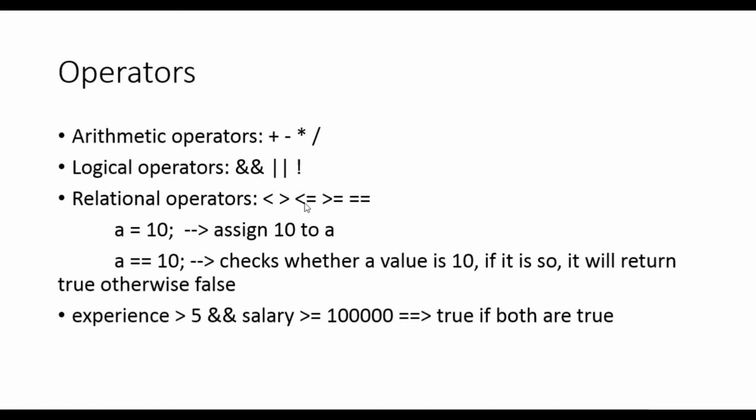Relational operators for less than, greater than, less than or equal, greater than or equal, then double equals. This is to check whether a data is equal to a particular value or not. Double equals. So this is an example. When you give a equals 10, you are just assigning a value to a. You are assigning 10 to the variable called a. But when you use double equals, that means you are checking whether a equals 10. If it is so, it will return true. Otherwise, the value will be false.